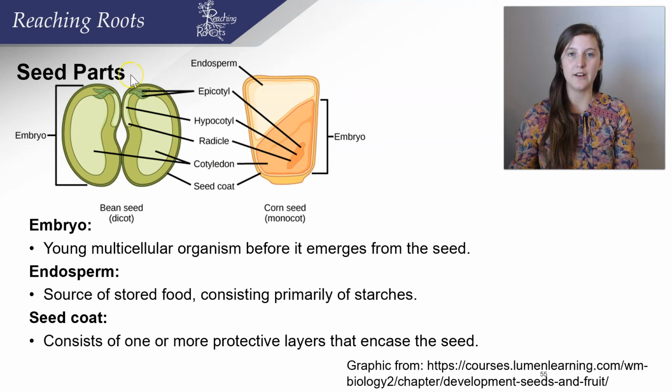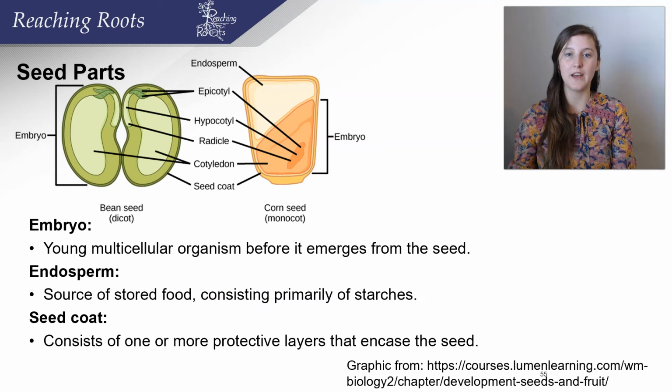Further into seed parts. Seed parts are different in dicots versus monocots, but they have the main parts. Embryo, which is the young multicellular organism before it emerges from the seed. The endosperm, which is the source of stored food, consisting primarily of starches for the plant before it becomes photosynthesizing independently, and the seed coat, which consists of one or more protective layers that encases the seed.